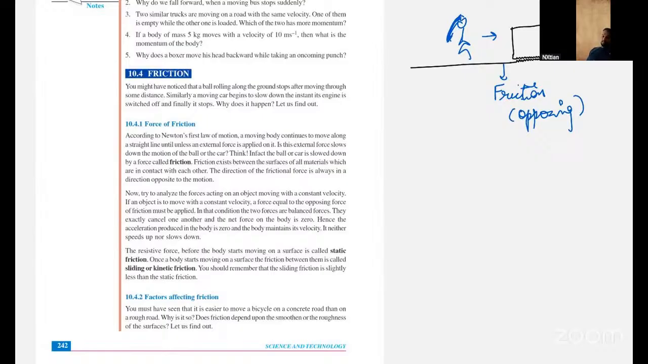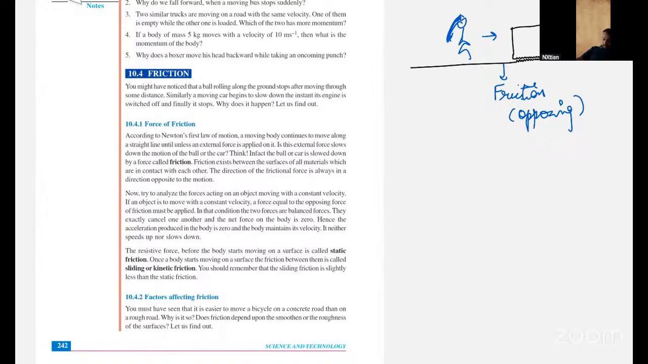You might have noticed that a ball rolling along the ground stops after moving through some distance. Similarly, a moving car begins to slow down the instant its engine is switched off, and finally it stops. Why does it happen? Let us find out. Force of friction. According to Newton's first law of motion, a moving body continues to move along a straight line unless an external force is applied on it.